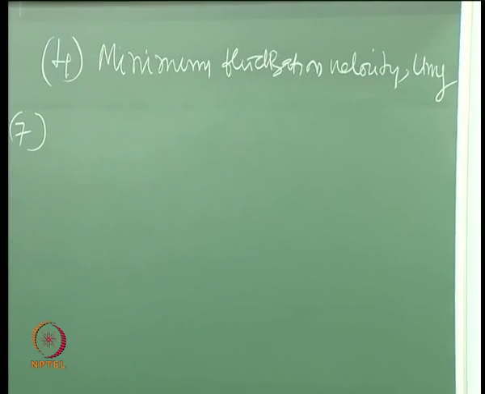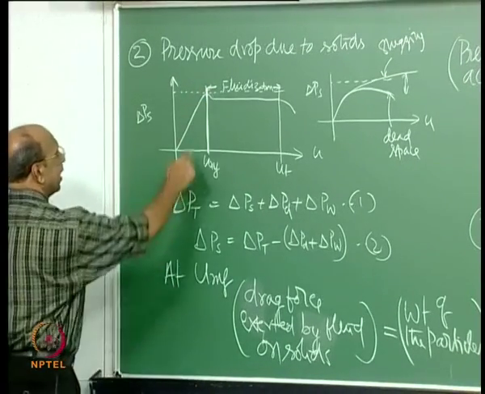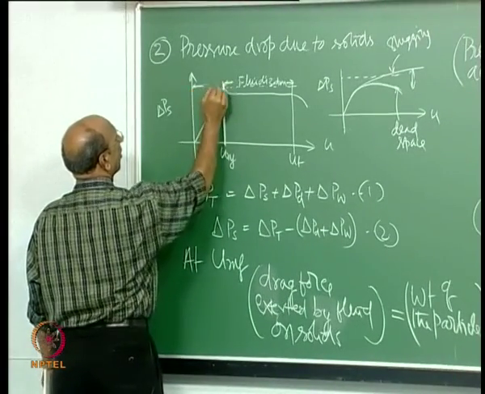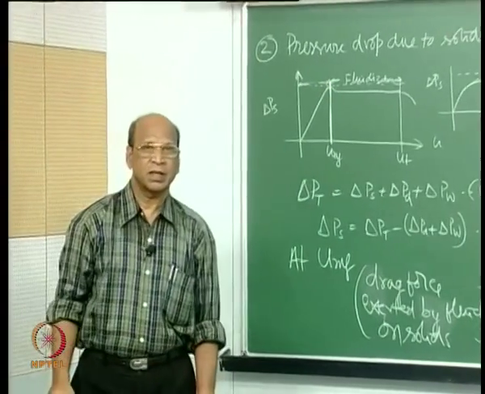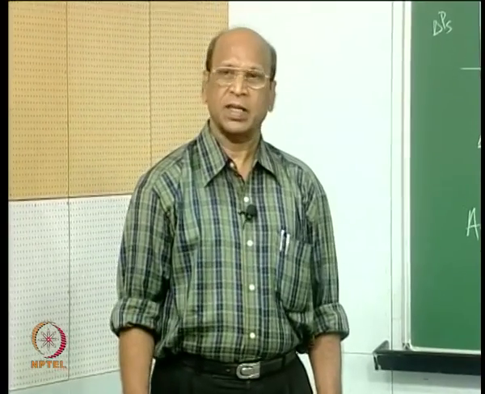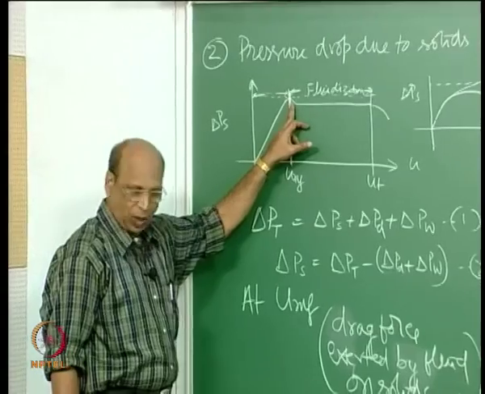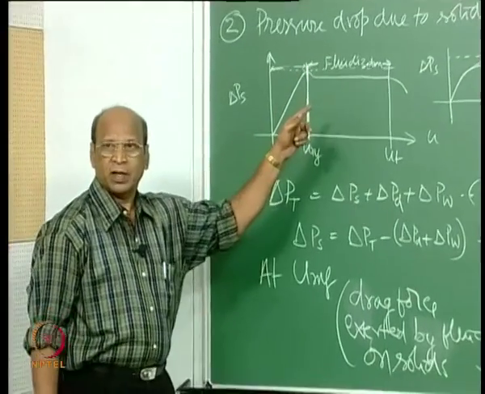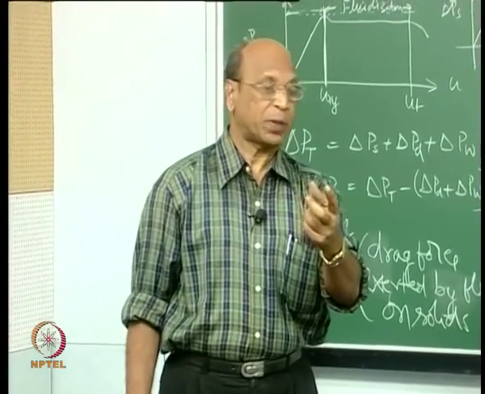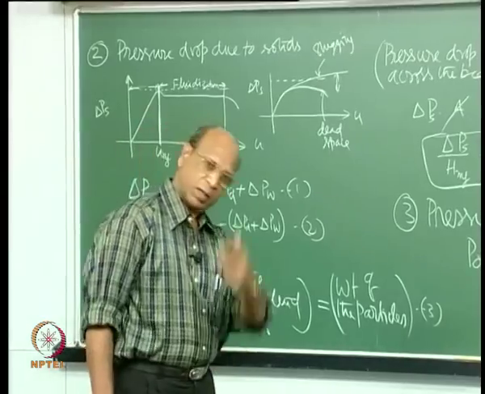Nice ideas have come when you look at this graph. I have written here fluidized bed, fluidization. Before that, what should I write here? Prabhu, what is that region? It is still a packed bed there. Excellent. That is the packed bed. So, at this point, what is happening? The pressure drop at this point, the packed bed pressure drop must be equal to fluidized bed pressure drop. What is fluidized bed pressure drop? Equation 3. What is packed bed pressure drop? Remember the name, Prabhu?